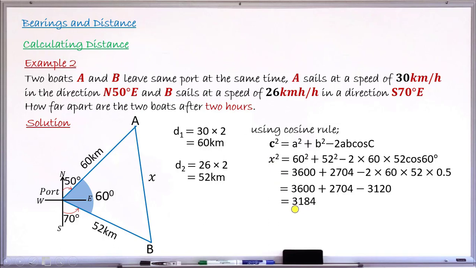I'm targeting to get x, so I'll take the square root of both sides. The square root of both sides will be x equals the square root of 3,184. And that square root will give the result 56.43. This will be the distance between the 2 boats after 2 hours.